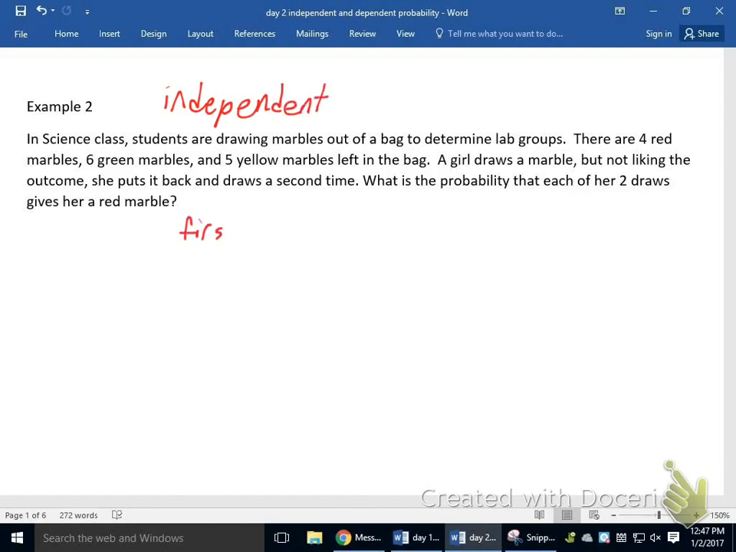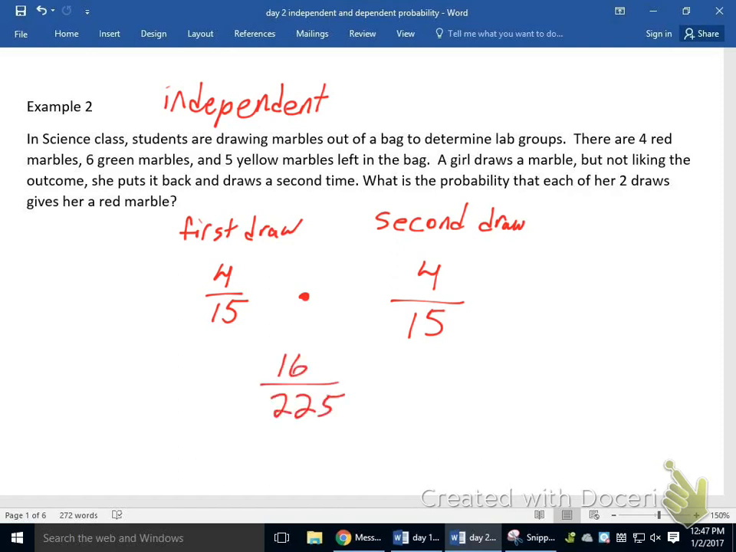So for the first draw, we're finding the chances of her getting red on both draws. So there are 4 red marbles out of 15 total. So 4 out of 15. And we're going to multiply that with the probability of the second event happening. And that second event is also drawing a red marble. Since she replaced it, there are still 4 red marbles and 15 total. And 4 over 15 times 4 over 15 will give me my answer. So I get 16 out of 225. And as you've seen by now, I like to use a percent response. So 16 out of 225 gives me 7.1%.